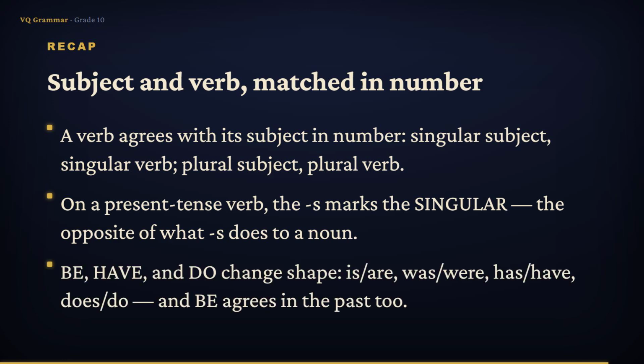And the shapeshifters, be, have, and do, change form to agree. Is and are, was and were, has and have, does and do, with be agreeing in the past as well. Always find the simple subject first, then match.